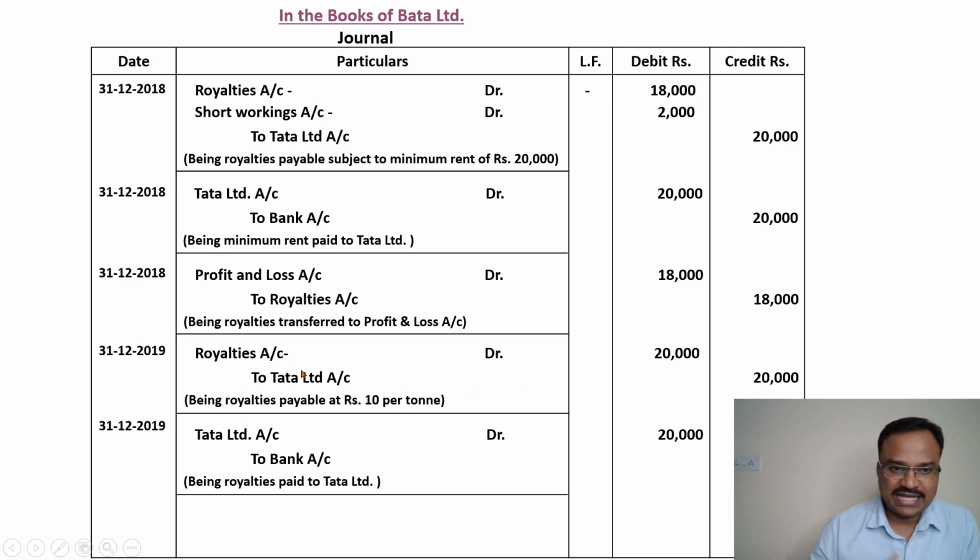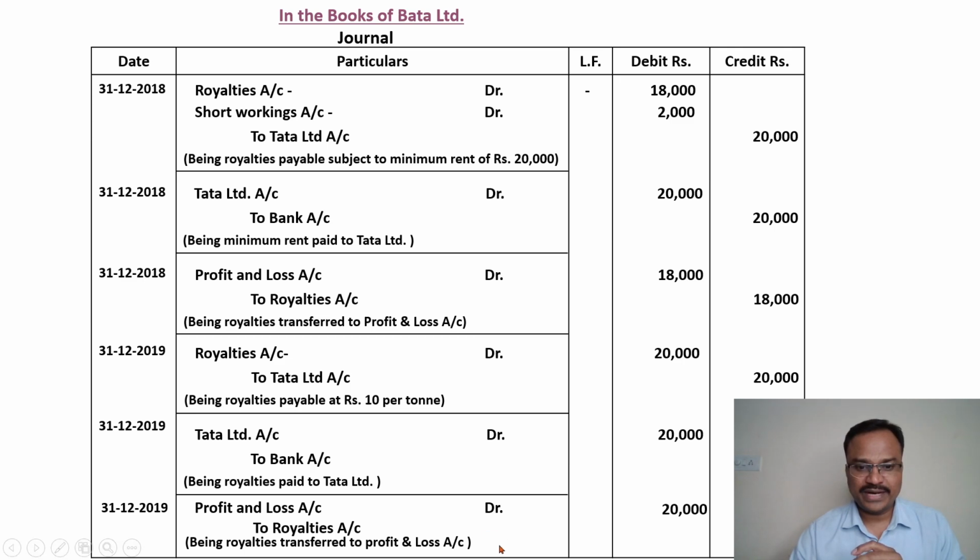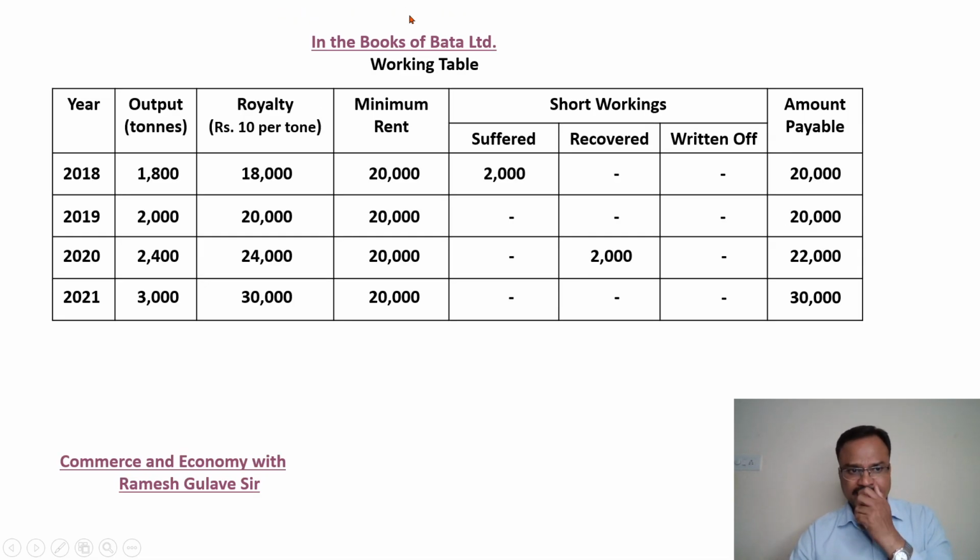And the third entry, as we have already discussed, is where we have to transfer the amount of royalties to profit and loss account. So here profit and loss account debit to royalties account. Profit and loss account debit 20,000, royalties account credit 20,000. And the narration is being royalties transferred to profit and loss account. Right? I hope the entries for 2019 are clear now. Right? Now let us move to the next year.